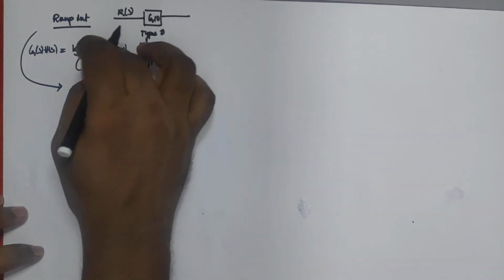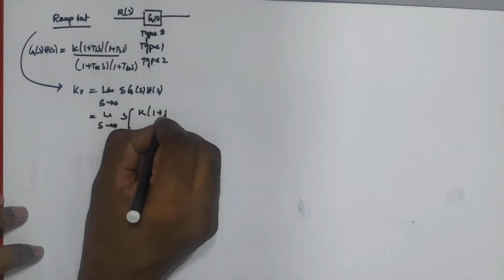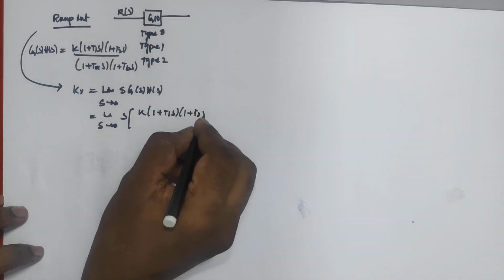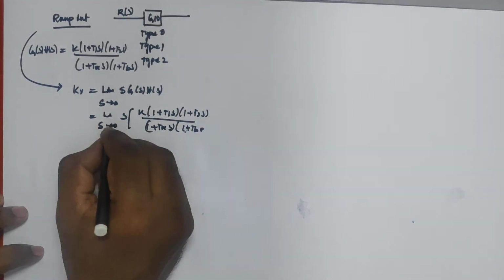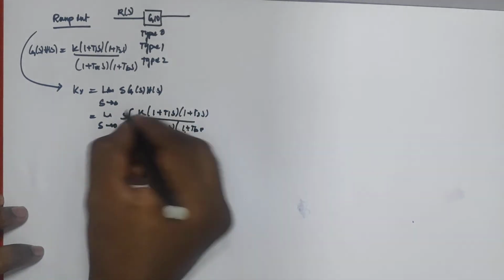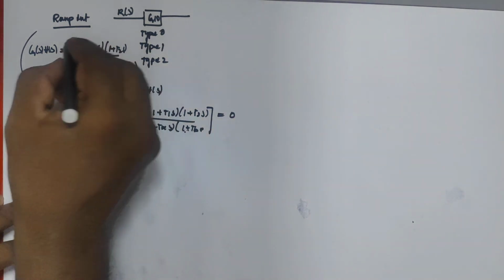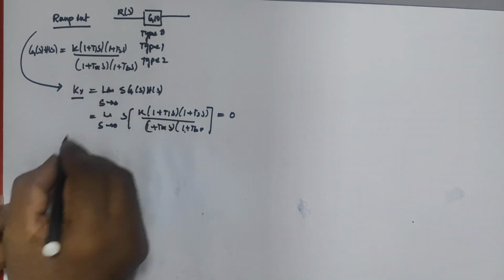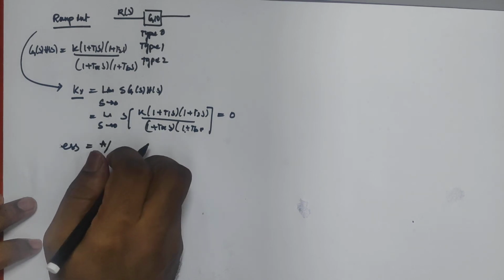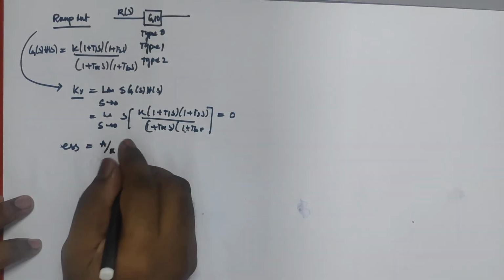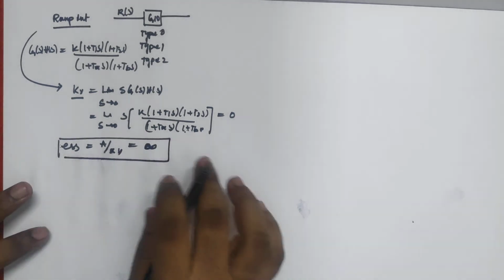So again, if we substitute limit s tends to 0, s into K into (1 + T1 s), (1 + T2 s) over (1 + Ta s), (1 + Tb s). Directly substituting, the multiplication of the whole term becomes 0, so I'll get Kv equal to 0. Now if the input is a step input, for the error coefficient Kv, the steady state error is A by Kv. So the value is 0, so the error is infinite. That is a huge error I got.